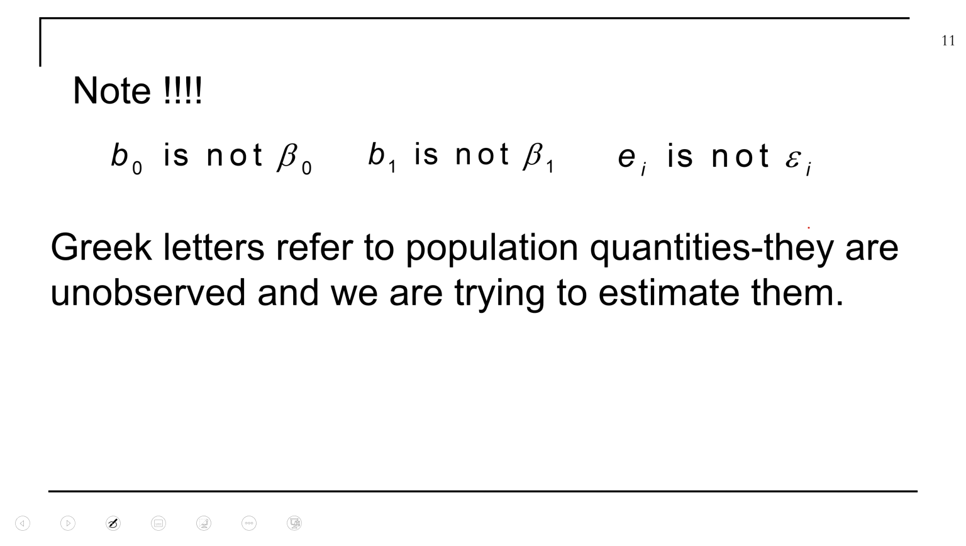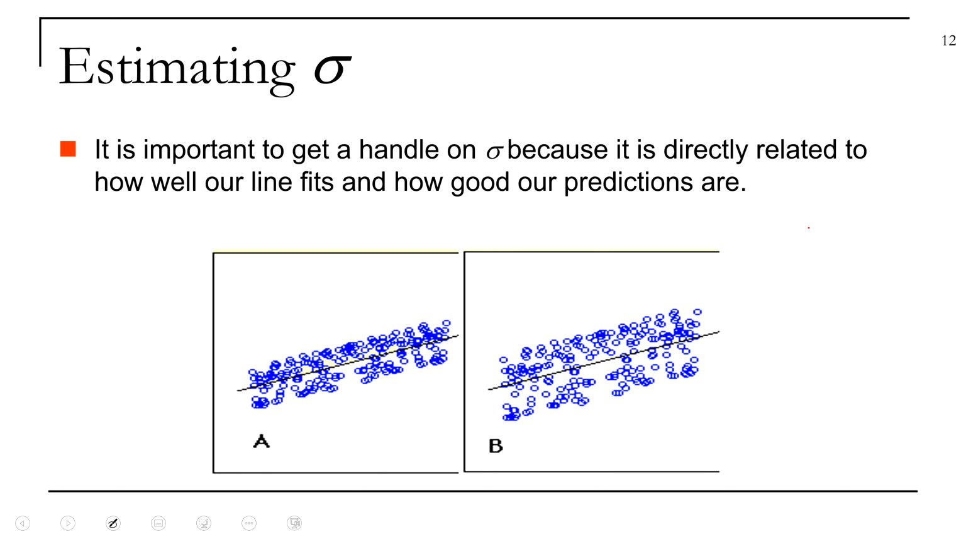Greek letters always refer to population quantities. The Latin letters, whatever we call B0, B1, e_i's, those are not population quantities, those are sample quantities.